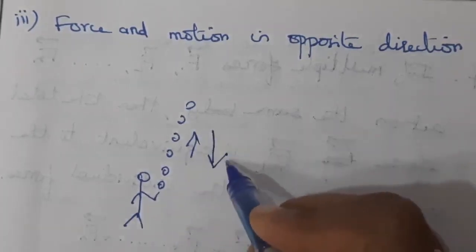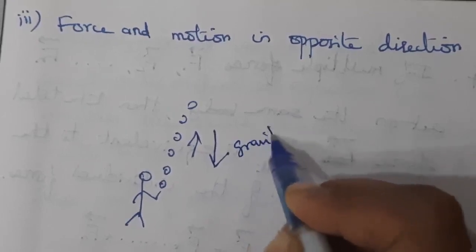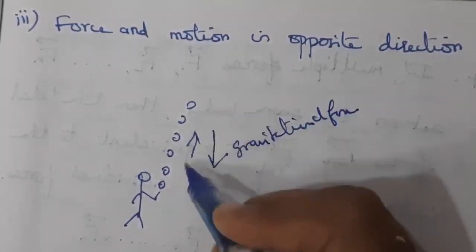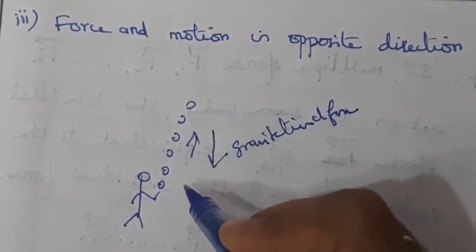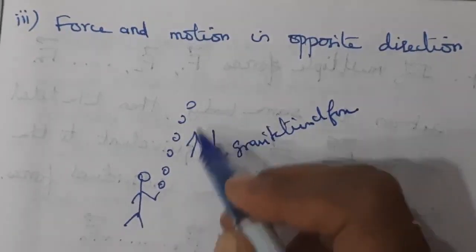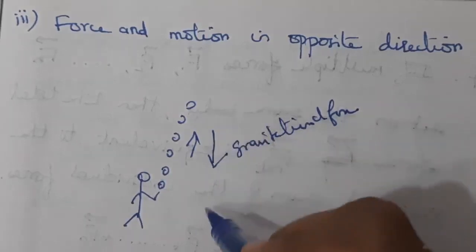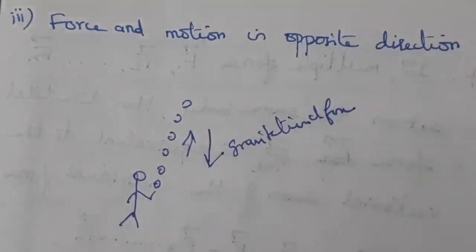This is the gravitational force, and this is the motion of an object. So the motion of an object is upward. The direction of motion is upward, but the gravitational force is acting downward.